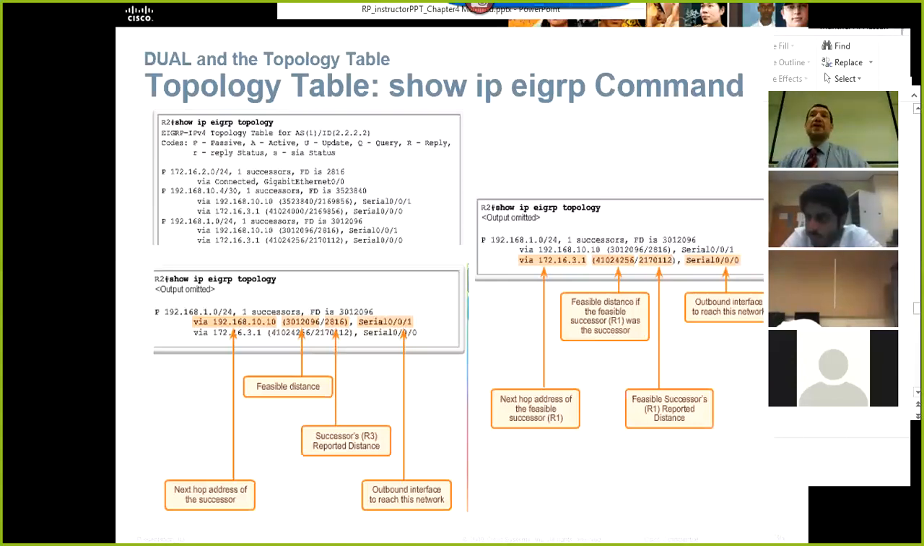But what if I didn't have Rashid as a backup, as a feasible successor? It checks the topology table, says I only had one path, so I need to go to active now. So it goes to active, and then it sends a multicast message, a query. Remember the packets we had: query, update, reply, acknowledgement. Those are the EIGRP packets. It sends a query out of all of its interfaces to all of its neighbors. Please, can anybody help me? Can someone tell me if you have an alternative path to Mansour? If someone has this path, they will reply, and I immediately go from active back to passive.